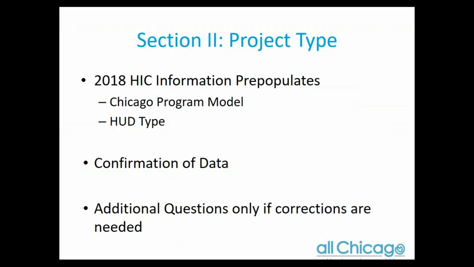All right, section 2 is regarding the Chicago model type and the HUD type. Because here locally, we do have some models that are very unique to Chicago, for example, interim housing. If we were to go to HUD and say we have 10 interim housing programs, they would not know what type of model that is for them. So we've made it a point to include what is the program model here locally, what do we know you as, and also what are we classifying you for submission to HUD.